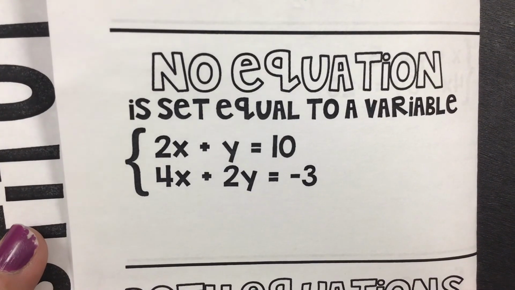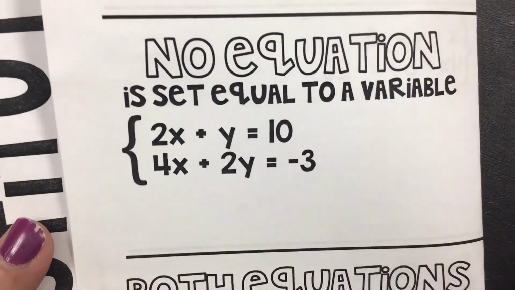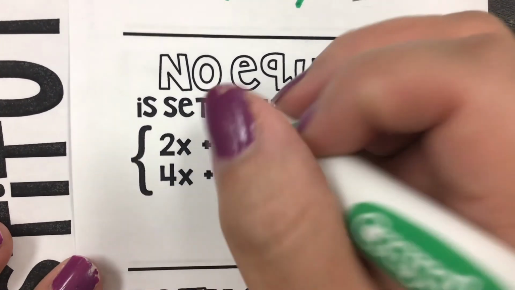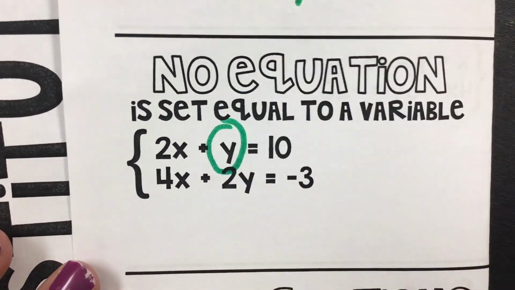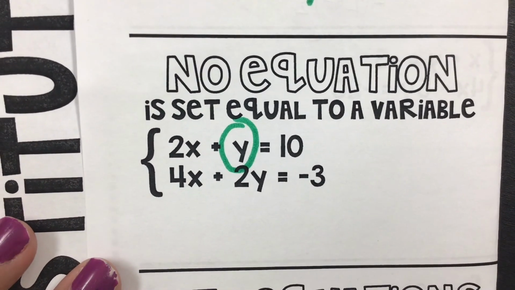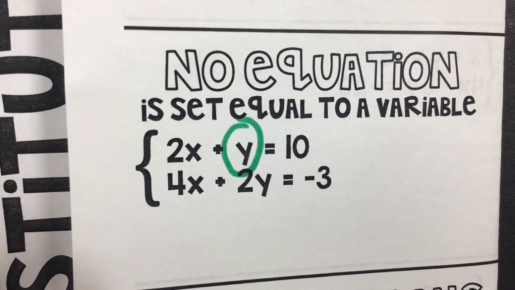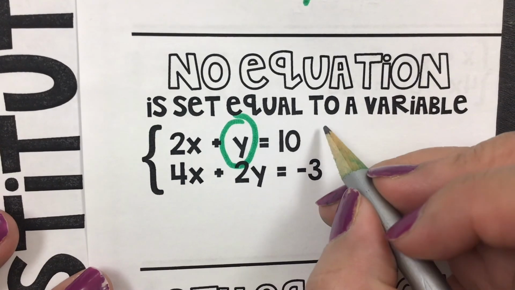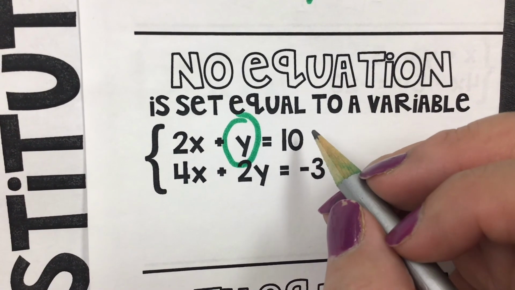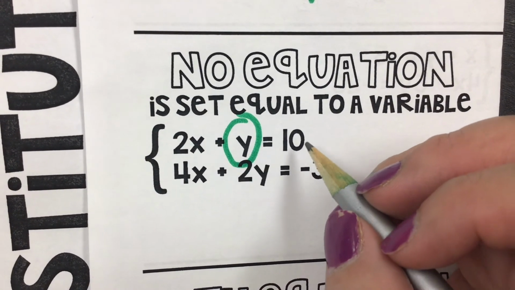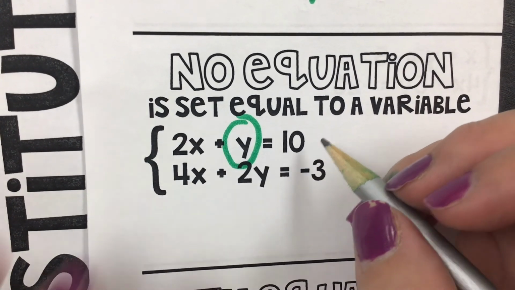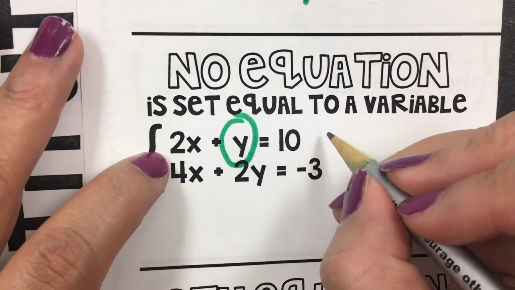How about if there's no equation set equal to a variable? So what you're going to do is find that variable that doesn't have a coefficient. A coefficient was the number in front, remember? And that would be the easiest one to solve for. But really it doesn't matter if you solve the first or second equation or for x or for y. You're still going to get the same value.